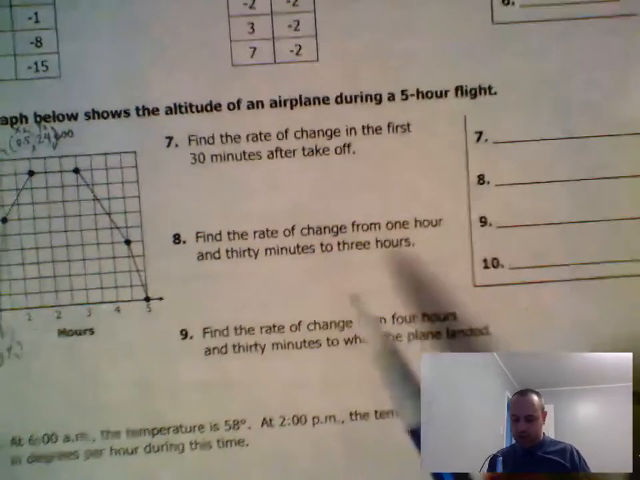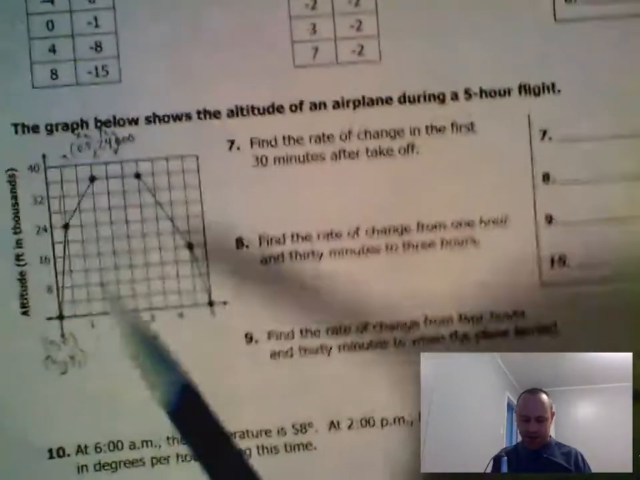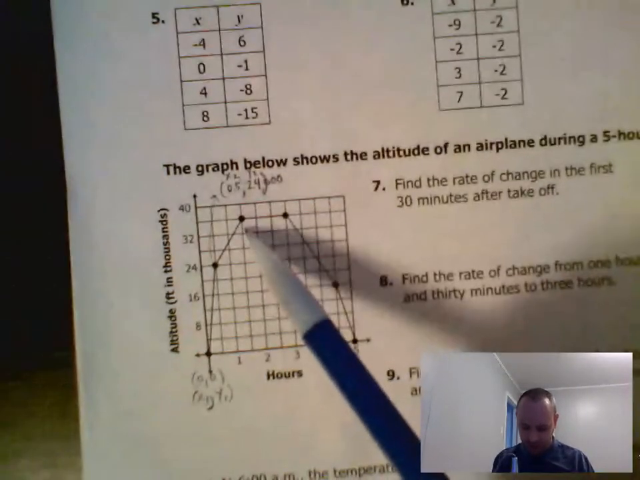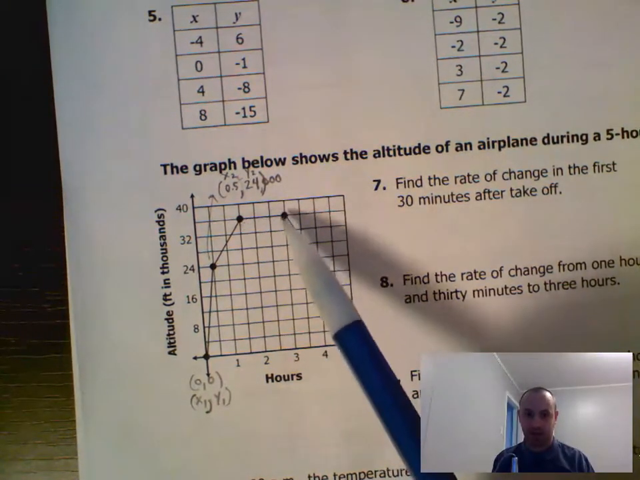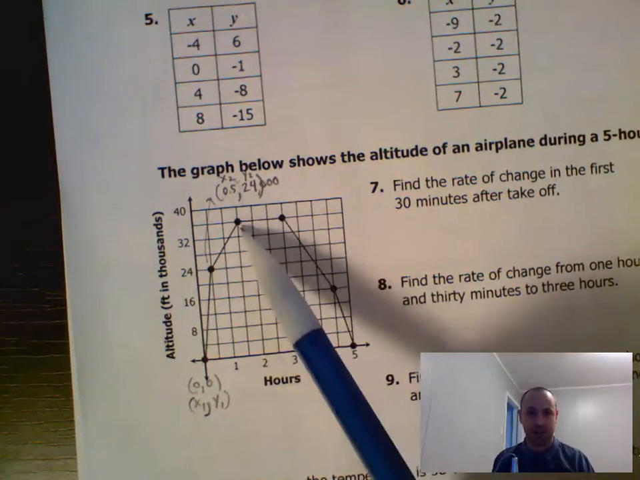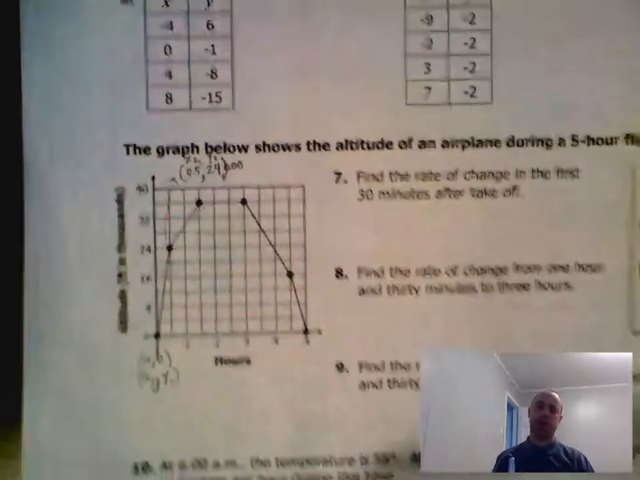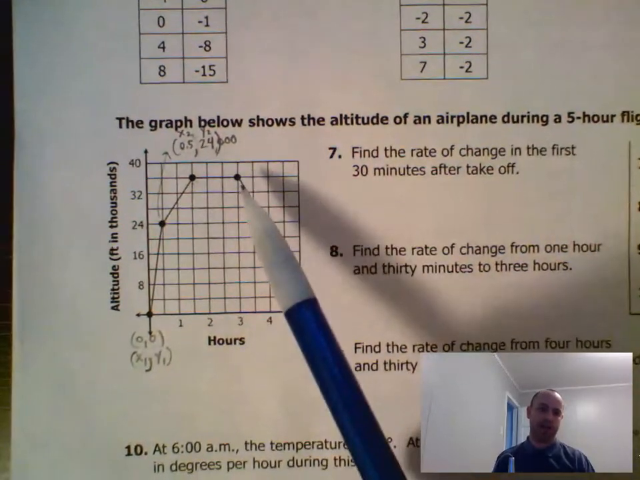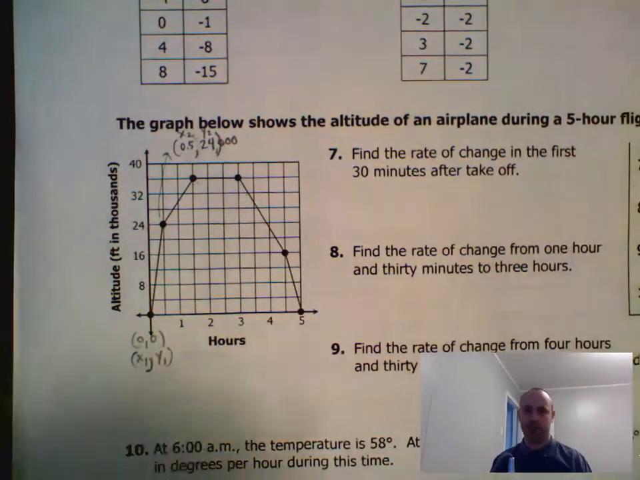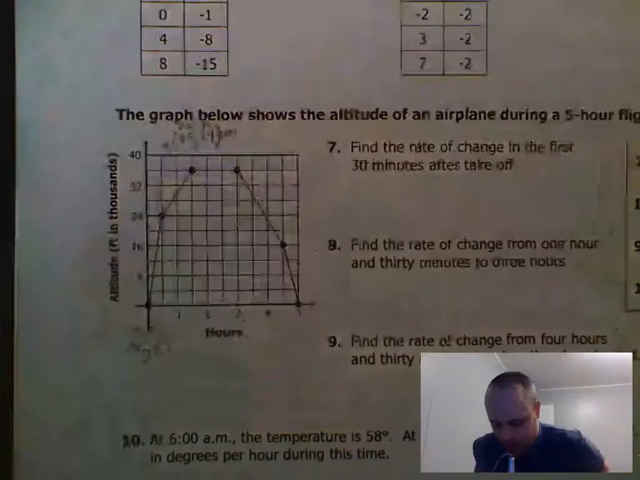You're going to do 8. Find the rate of change from 1 hour and 30 minutes to 3 hours. So you're going to have to come here and find the rate of change from here to here. It doesn't look like it changed at all, so you might want to consider that. Or you can make x1, y1, x2, y2, and do your math, but it doesn't look like there's any change there.